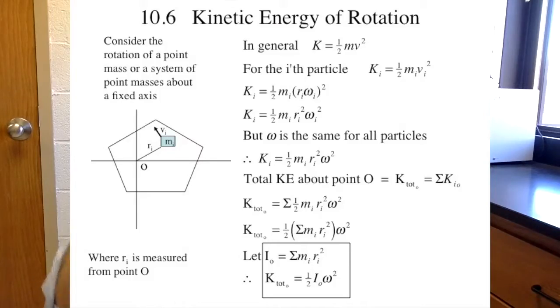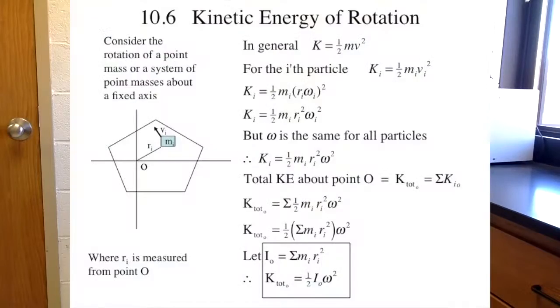Well, that would be the mass of each individual part times the square of the velocity, and then half of that. So K equals 1/2 mv squared. For each individual part, we've got 1/2 m_i v_i squared. But we know that v is r omega, so we split that up. Now we've got 1/2 m_i r_i squared omega squared, where r is the radius from the center of rotation to that particular point.